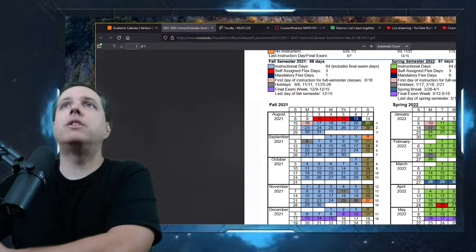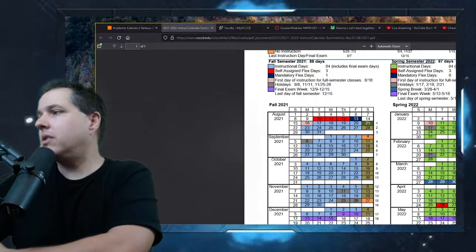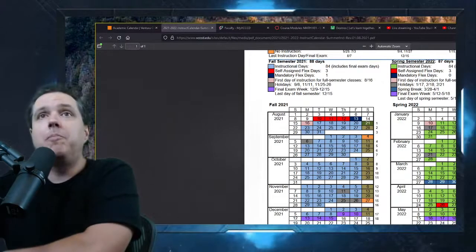Oh, where did my other screen go? I lost. That was weird that a bunch of my screens disappeared.